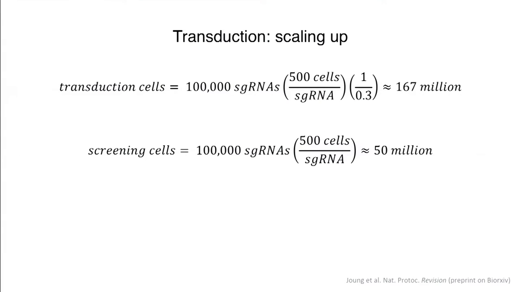But to scale up the transduction, typically for a library of 100,000 sgRNAs, if we want a coverage of 500 cells per sgRNA in the library, and we're transducing at an MOI of 0.3, that means that we'll need 167 million cells to start out with. And during the screen, if we want to keep maintaining a coverage of 500 cells per sgRNA, which is recommended, we'll need about 50 million cells. So now you can see why performing a targeted screen sometimes might be useful for sensitive cell types or primary cells.